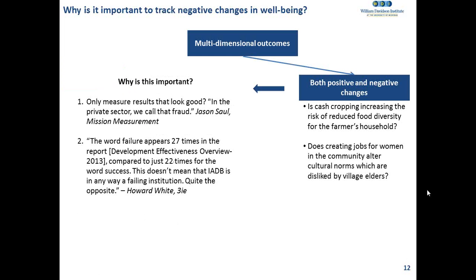So now moving into the third part of types of multidimensional outcomes, this is measuring both positive and negative changes. As you saw with our last example in relationship well-being, it's important to measure negative impacts in addition to positive impacts. Measuring both positive and negative impacts allows you to gain a more realistic understanding of the actual changes that occur due to a program or social enterprise. As Jason Saul of Mission Measurement tweeted, "Only measure results that look good. In the private sector, we call that fraud."